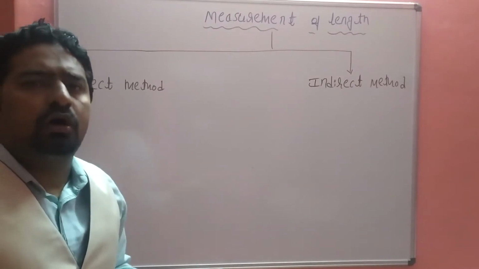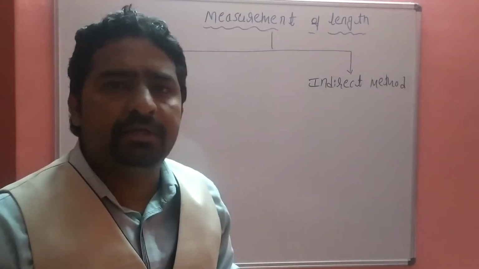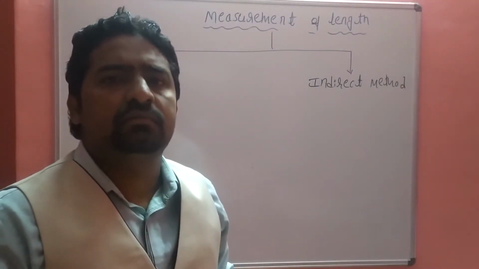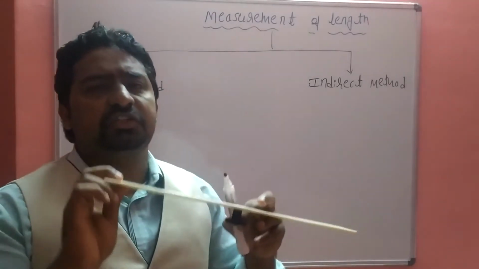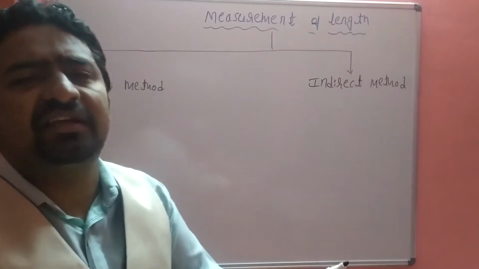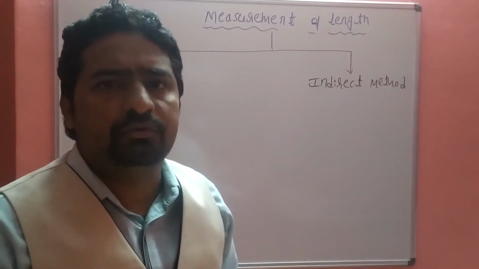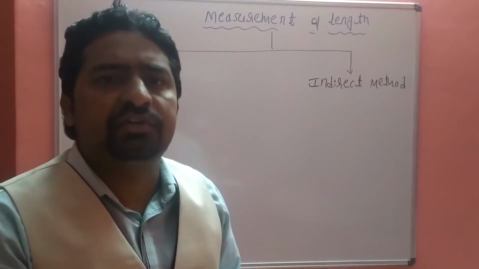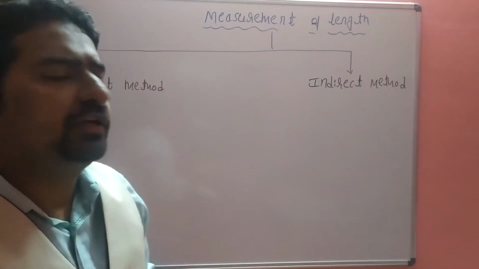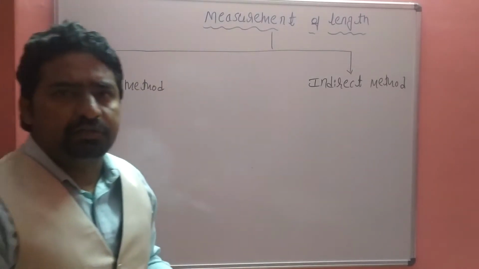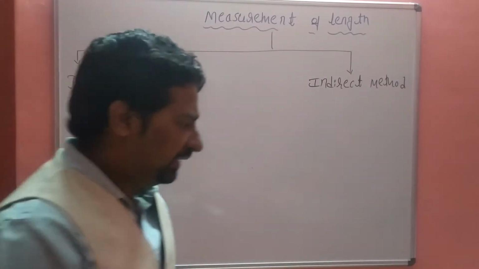Then how to measure the thickness of this scale? By using the screw gauge, it is easy to measure the thickness of this glass sheet. Then whether the surface is smooth or curved, how do you find out how much curvature there is? By using the spherometer. Like that, it is a direct method. Using some instruments, you can easily find out the length.